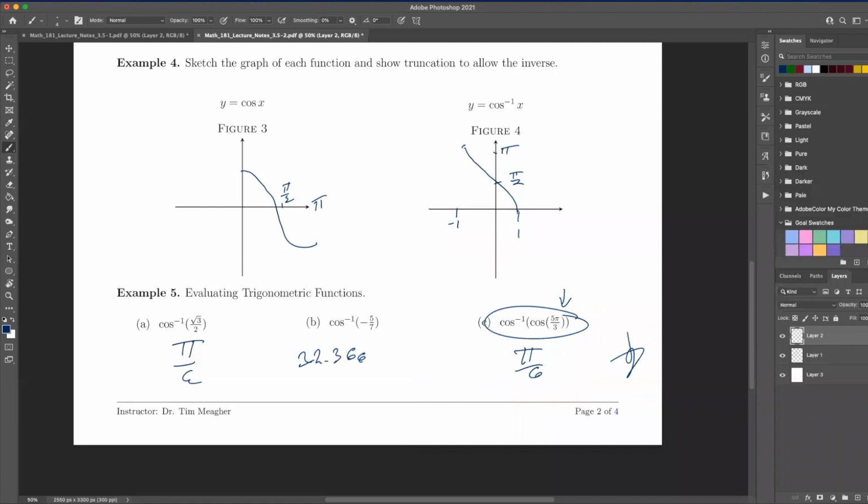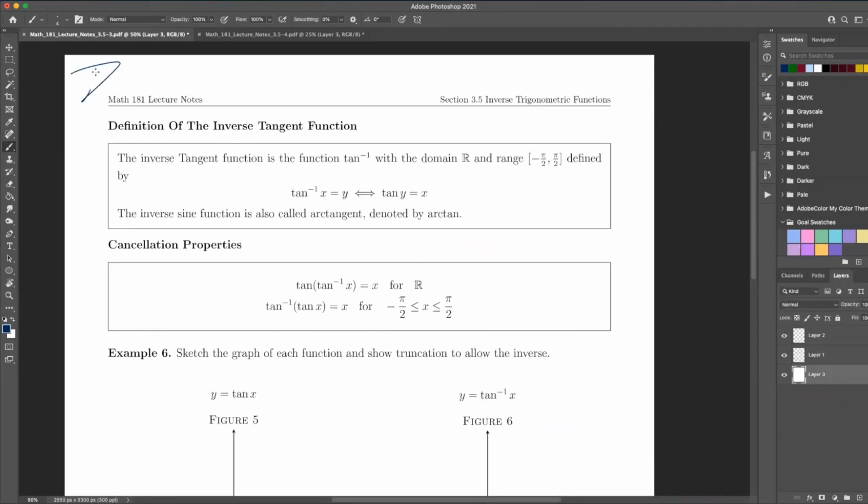Okay, let me restart this. All right, so we're going to do a definition of the inverse of the tangent function. So tangent inverse, also known as arctangent, denoted as arctan. Most of the time you write it this way with the -1.